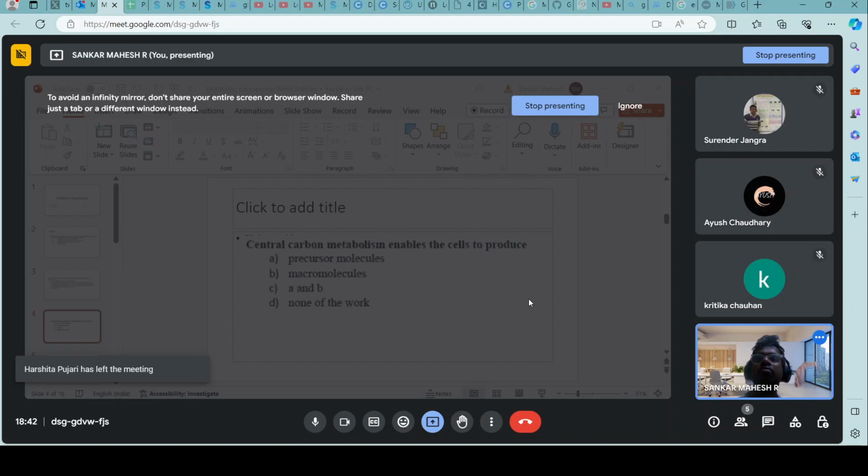Should I repeat, Surendra, or was it clear? Okay, it is clear. So the thing is, because they've asked about macromolecules, and because macromolecules are produced from precursor molecules, we can consider both as the right answer. That's why we consider it this way.